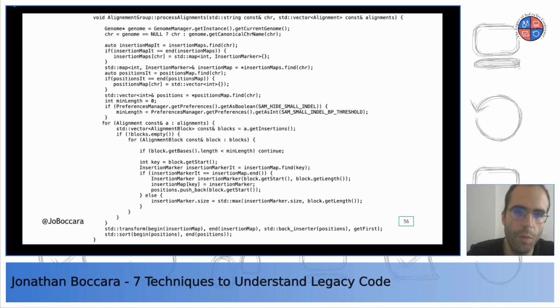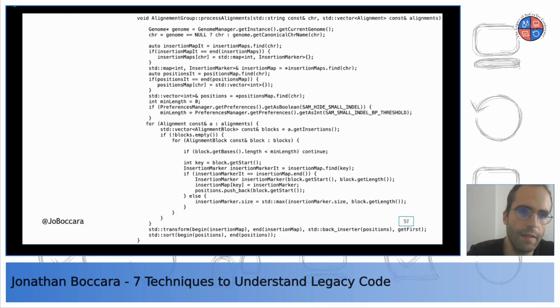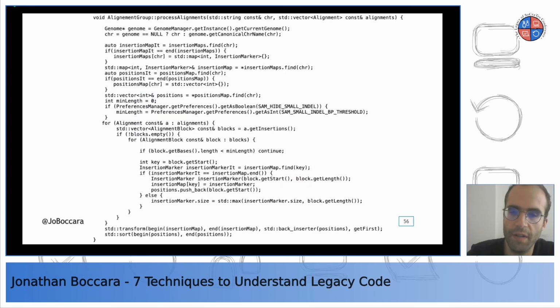Let's apply the first technique by looking at the end. So if you look down at the bottom, we have std::sort, which is the C++ function to sort. And we see a collection that's called positions. You can ignore the beginning and end. It's just sorting a collection that's called positions. So positions must be something important.